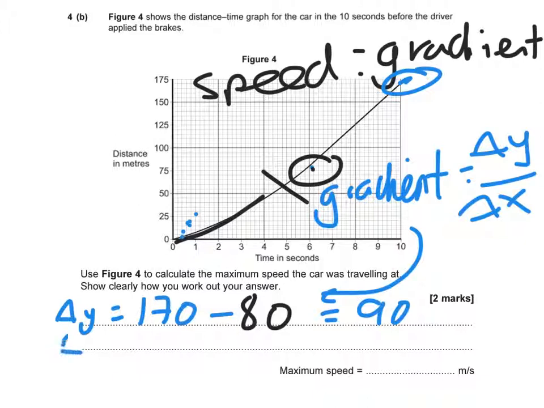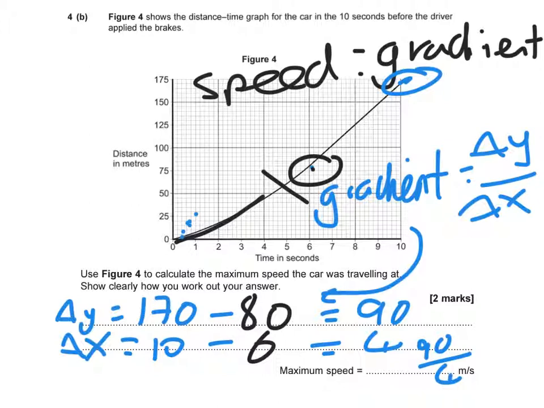My delta x, if we go back to the top point, you can see that's on 10. And if we go back to this point here, it's 6. And that's going to equal 4. So your gradient or maximum speed equals 90 over 4, which equals 22.5 meters per second.